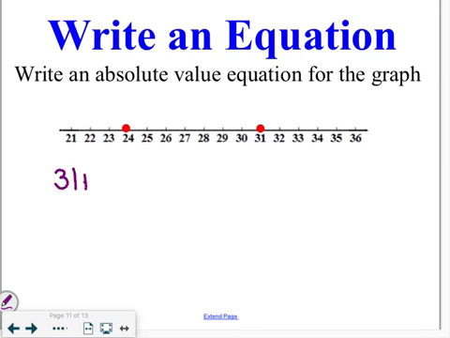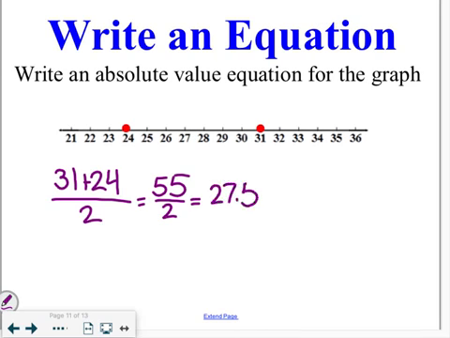So I have 31 plus 24, and then I'm going to divide that answer by 2. So I end up with 55 divided by 2, which gives me 27.5. So that is our middle value. The next thing we need to do is figure out how far apart it is from either of the endpoints to the middle. It should be the same amount for both of them.